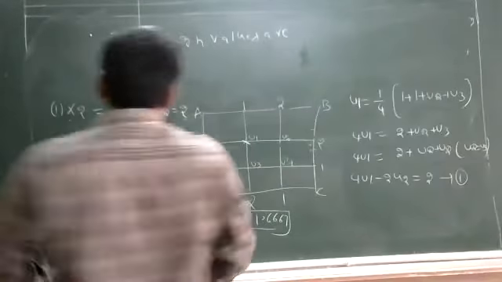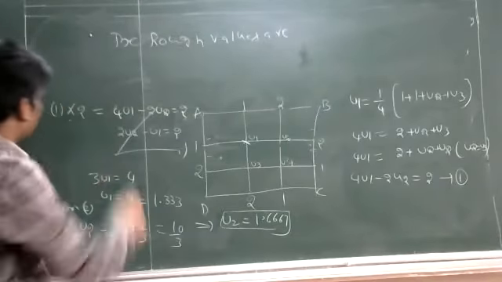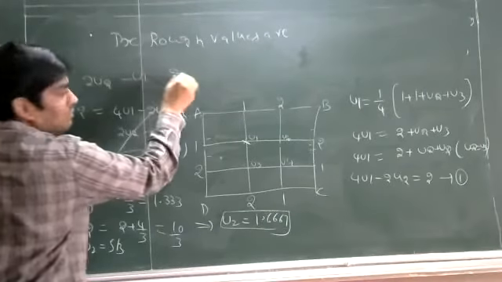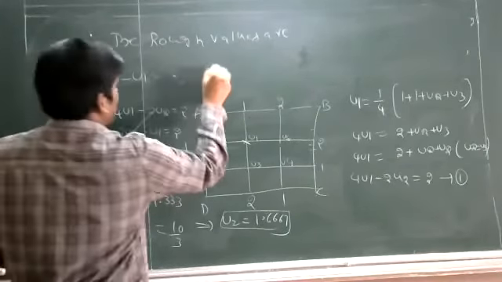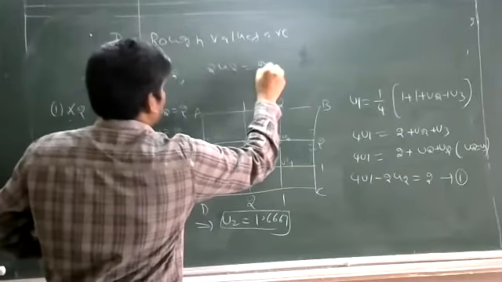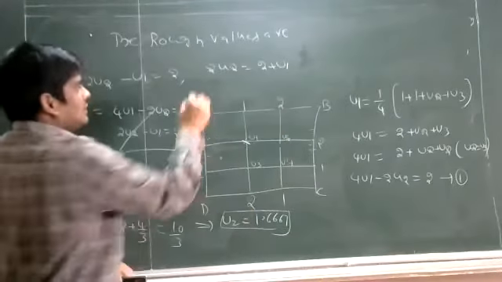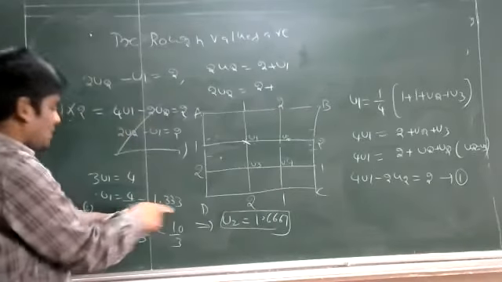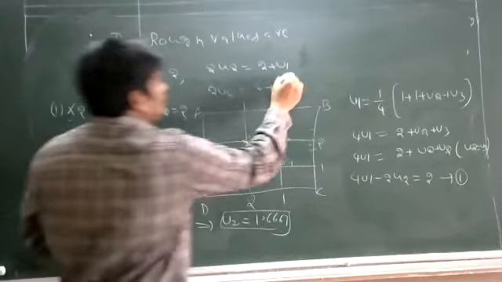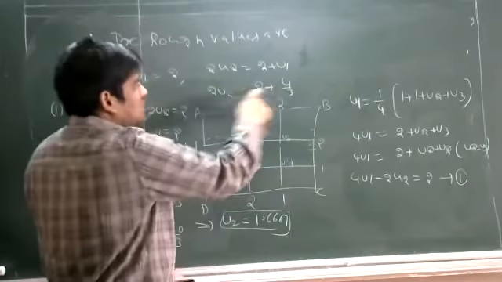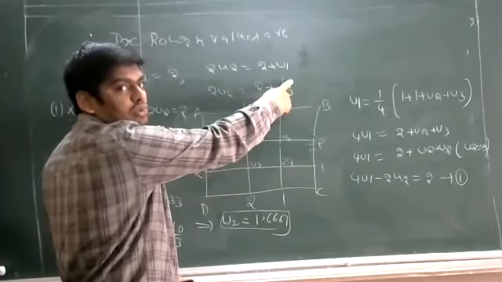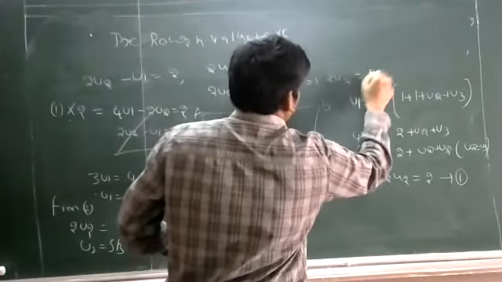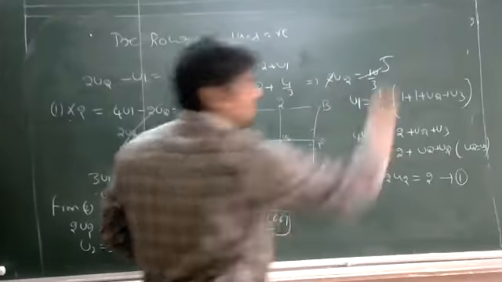From equation 2, equation 2 is 2u2 minus u1 is equal to 2. So 2u2 is equal to 2 plus u1. Here u1 is 4 by 3, so without writing it all out, I wrote it simply: 3 twos are 6, 6 plus 4 is 10, which implies that 2u2 is equal to 10 by 3.